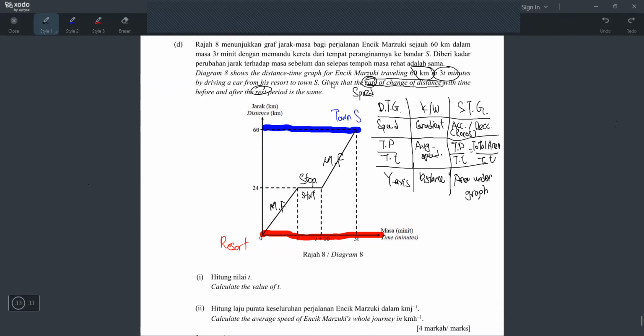So what this means, given that the speed with time before and after the rest is the same, so the speed here and the speed here is the same. But we all know what we use to find speed? We use gradient, right? It means the gradient of this line and the gradient of this line are the same. That's what it means. Now number 1, they say what? Calculate the value of t. So what you do? Find the gradient here, and equate them.